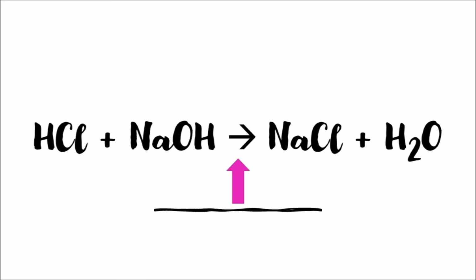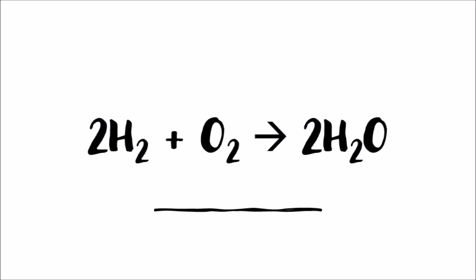The arrow shows us that a reaction has taken place. The plus signs separate the compounds or elements involved in the reaction. Let's have another example. We have here the reaction of two gases, namely oxygen and hydrogen. If you notice, there are numbers beside hydrogen and water. These coefficients stand for the number of molecules needed to perform the reaction.